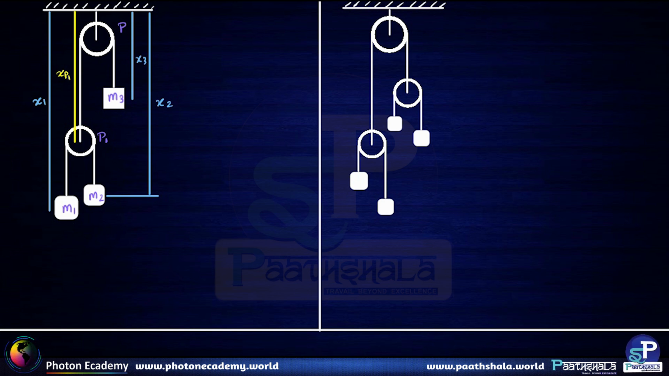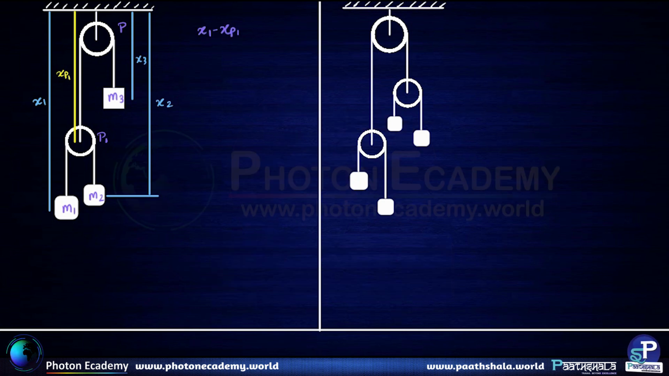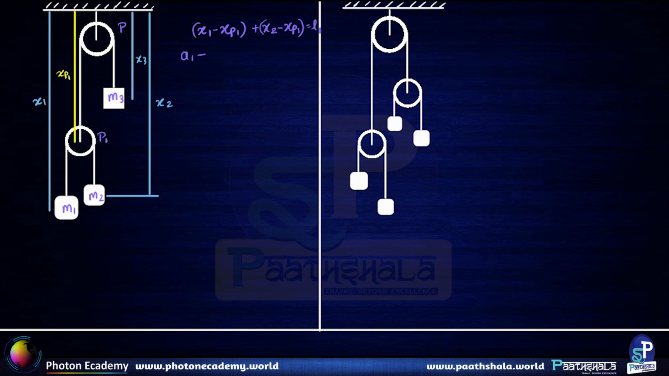So while writing down the equations, I can write down x1 minus xp1 plus x2 minus xp1 equal to length of string 1, L1. So if I differentiate this, I get a1 plus a2 minus 2ap1 equal to 0 on double differentiating.